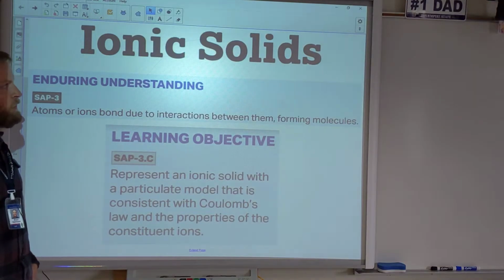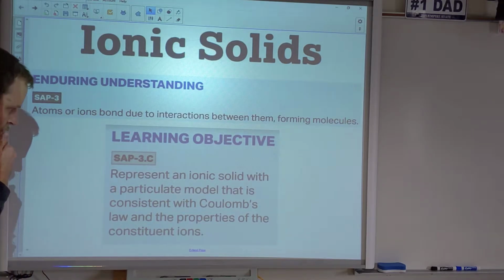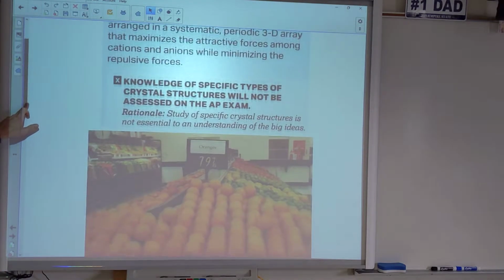Ionic compounds form different solid crystalline structures, basically based on the charges of the atoms and how big the atoms are. There's a whole bunch of different arrangements, and that's all this learning target is about. So I think there's only one piece of essential knowledge. The cations and anions in an ionic crystal are arranged in a systematic periodic 3D array that maximizes the attractive forces among the cations and anions while minimizing the repulsive forces. And you don't need to know each different type.